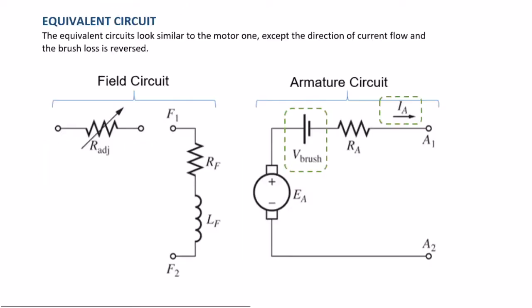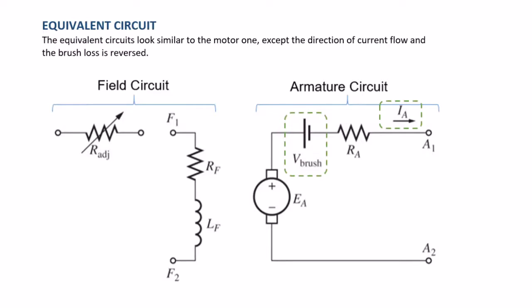Okay, how about the equivalent circuit? As we learned with the DC motors, equivalent circuits are very important, and so similarly for DC generators, we like to use equivalent circuits as well to help us analyze the performance of these machines. Similar to DC motors, DC generators also have 2 parts in the equivalent circuit, shown here: on the left hand side is the field circuit, and on the right hand side is the armature circuit.